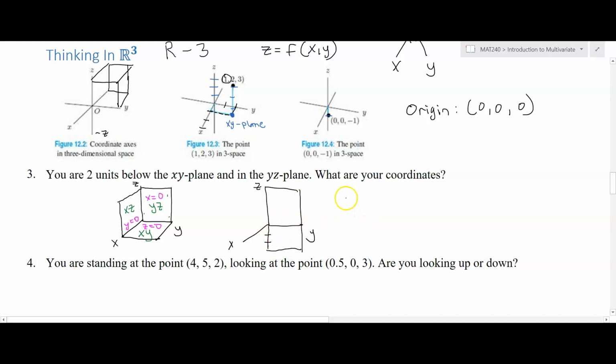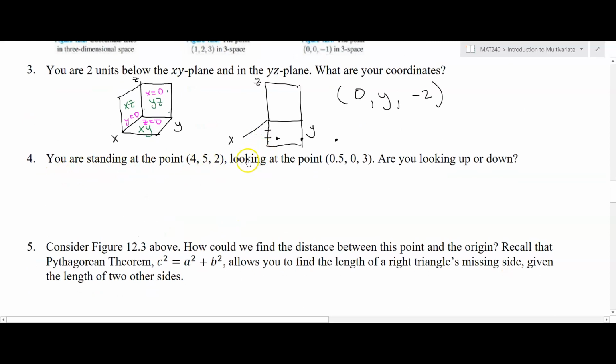So what do we know about that plane? Well, we know we're 2 units below it, so that means our z-coordinate is -2. And because we're in the yz plane, that means our x value is 0, and we're not really given any information about the y value. That y value could be here, or it could be here, or it could be over here somewhere. As long as it's 2 units below, so it could be there, it could be there, it could be there. So the y value can be anything we want it to be. So we'll just say any point of the form 0, y, -2.